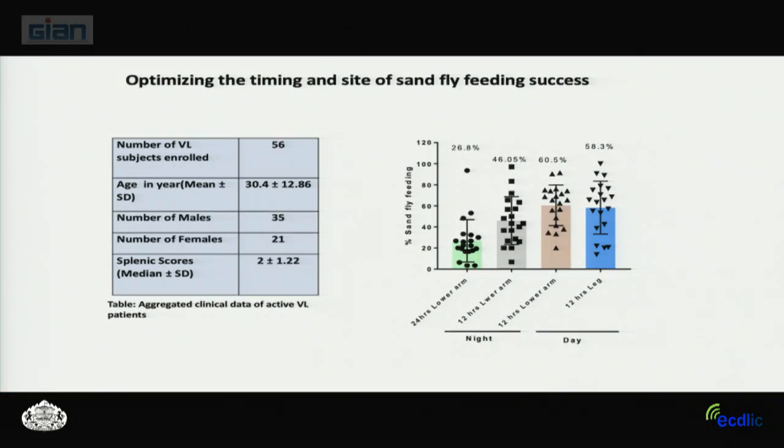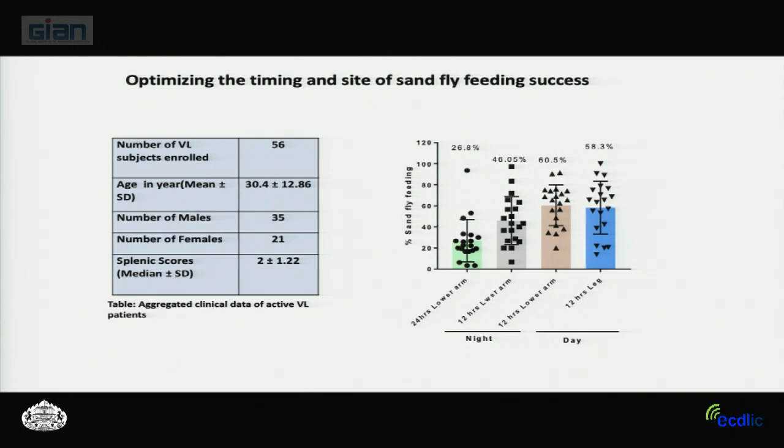They did a lot of work to optimize the timing and site of sandflies feeding success. There was some concern that when they were feeding during the day, the flies might not bite so efficiently. So they compared day and night and different sites on the leg and the arm. At the end, they found it was as efficient to feed during the daytime, certainly more convenient for the patients and the volunteers and the investigators than at night. Of the leg or the arm, it didn't make so much difference.